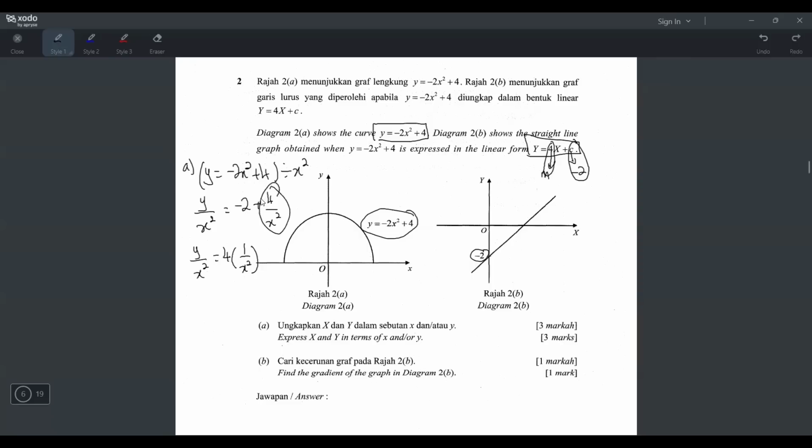You cannot jumble them up together. If you jumble up together, later you cannot see which one is your gradient. Okay, and then the -2 you write here. So now it's already linear form. You can see this one, it matches with this. Can you see? Big Y, that's the y over x squared.